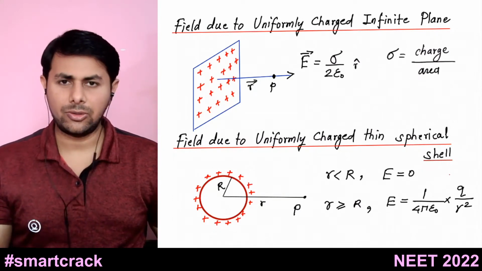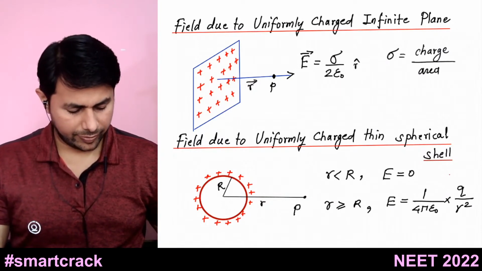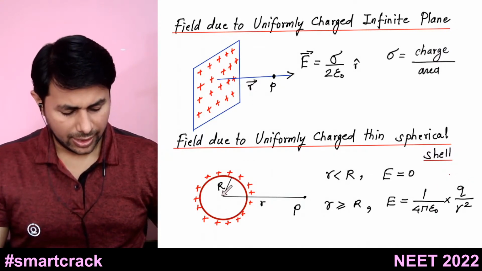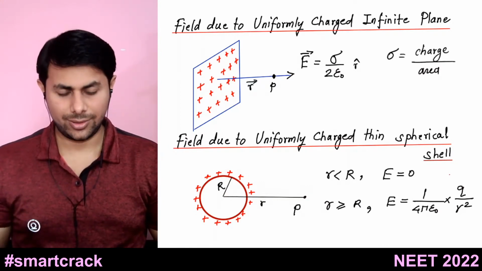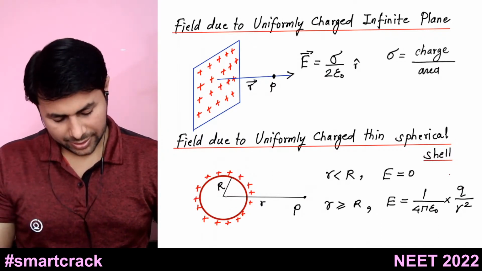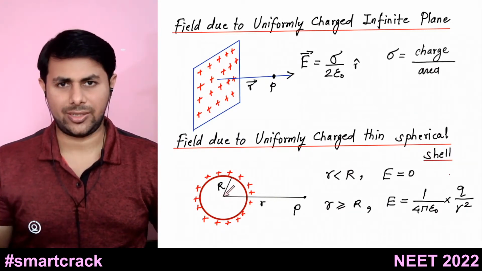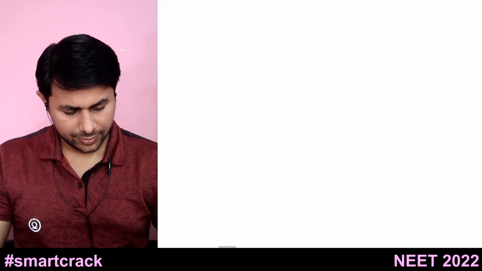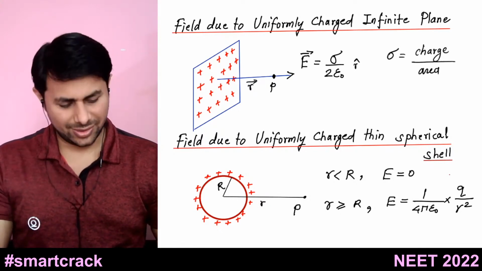And if your point is outside the shell, then let's say if you have this point, then the electric field is given by 1 over 4 pi epsilon naught into q over r square, where r is the distance of this point from the center of the shell. So this charge distribution acts as if there is a point charge kept at the center of the sphere, or center of the shell. All right, so this is simple, and that's all for the theory of this chapter.